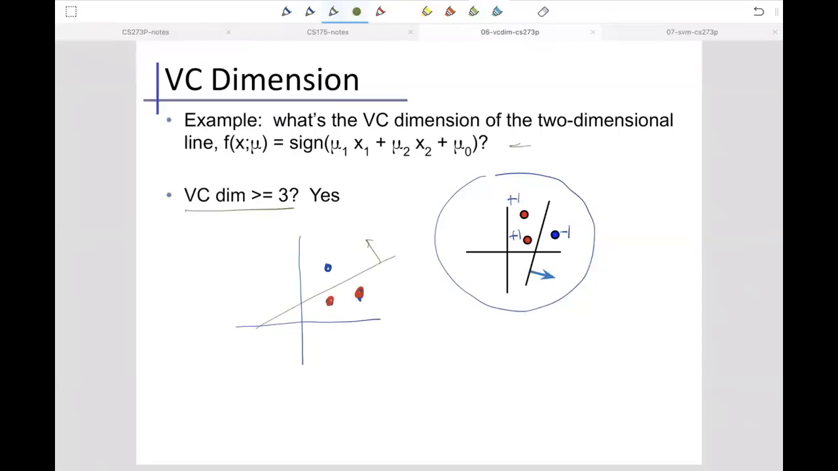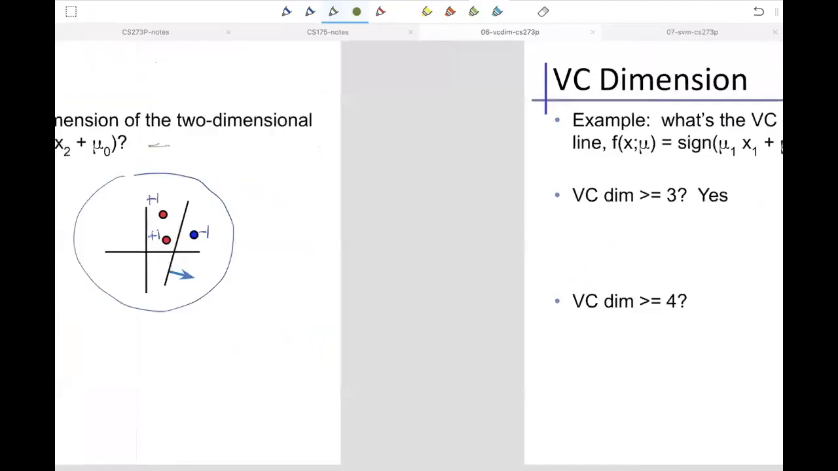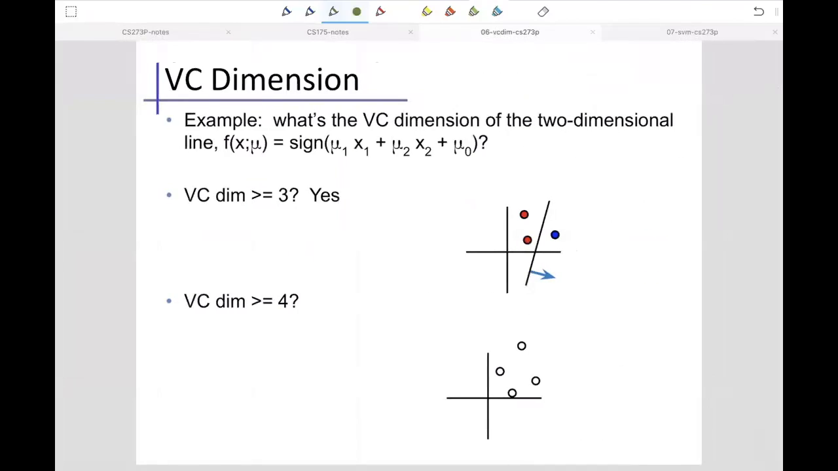So at least 3. The next question is this: can this VC dimension be greater than 3? That is a slightly harder question. Can the VC dimension be 4 here? Well, suppose you give me 4 data points like this one here.